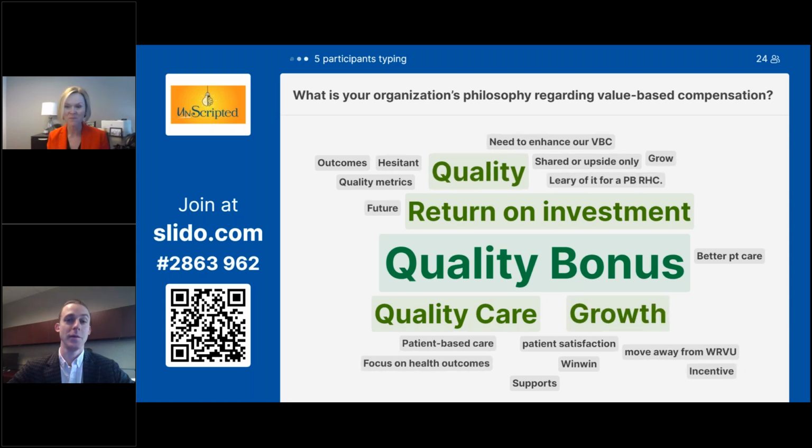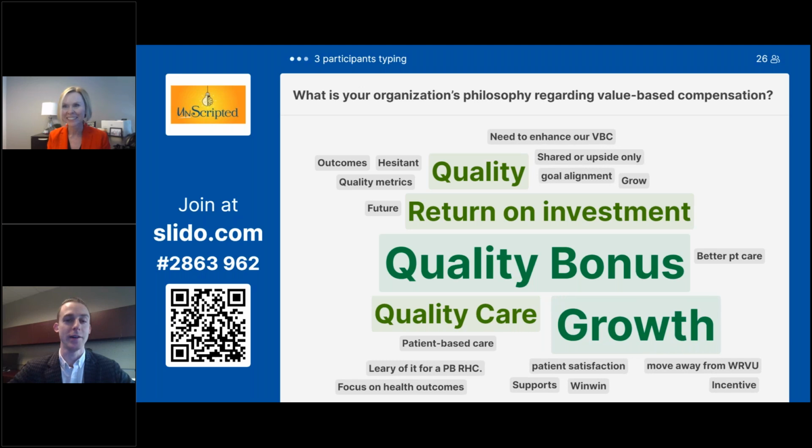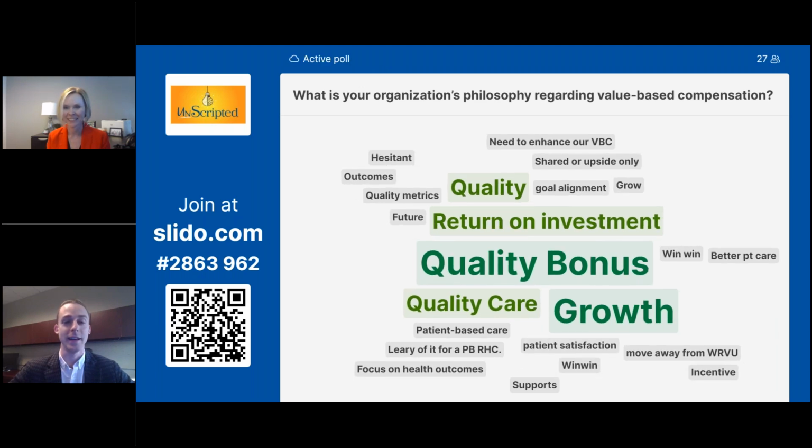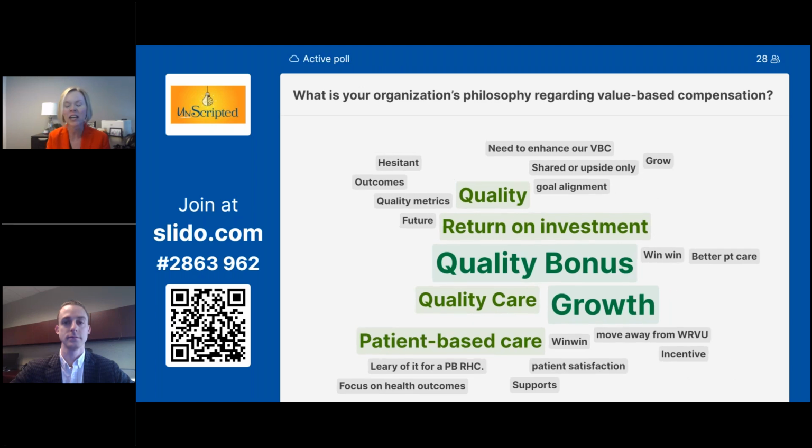We see almost as many words as we have participants in there, which isn't surprising, because it's really not one size fits all. So I was curious to see how big our word cloud could get, and it's getting there. Yeah, I really like this a lot. I see win-win. I see leery of it. Thank you for that transparent response. And speaking of transparent responses, this is great input. So I don't want to go off this slide just yet.